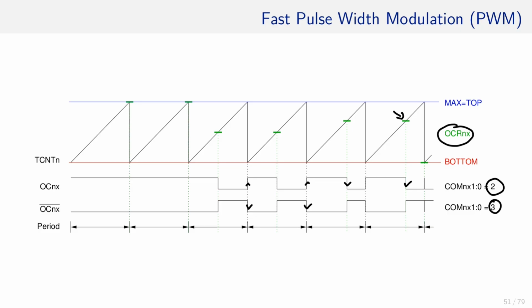There are two special cases. If OCR equals top, such as in this scenario or in this scenario, then the OC pin is either constant high, shown here, or constant low, shown here, depending on the COMnX setting. If OCR is set to 0, then there is a tiny little spike on the OC pin every time the timer overflows.